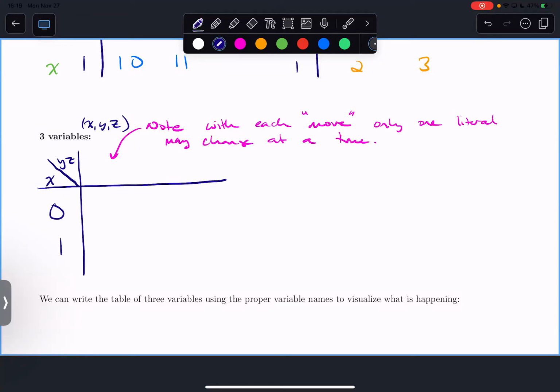Good a place as any. Start at 0, 0. Right. 0, 0 is the same thing as saying, what did I use before? X is off, Y is off, Z is off. Then we're going to move through, only changing one thing at a time. Now, the next move that I'm going to make is 0, 1.